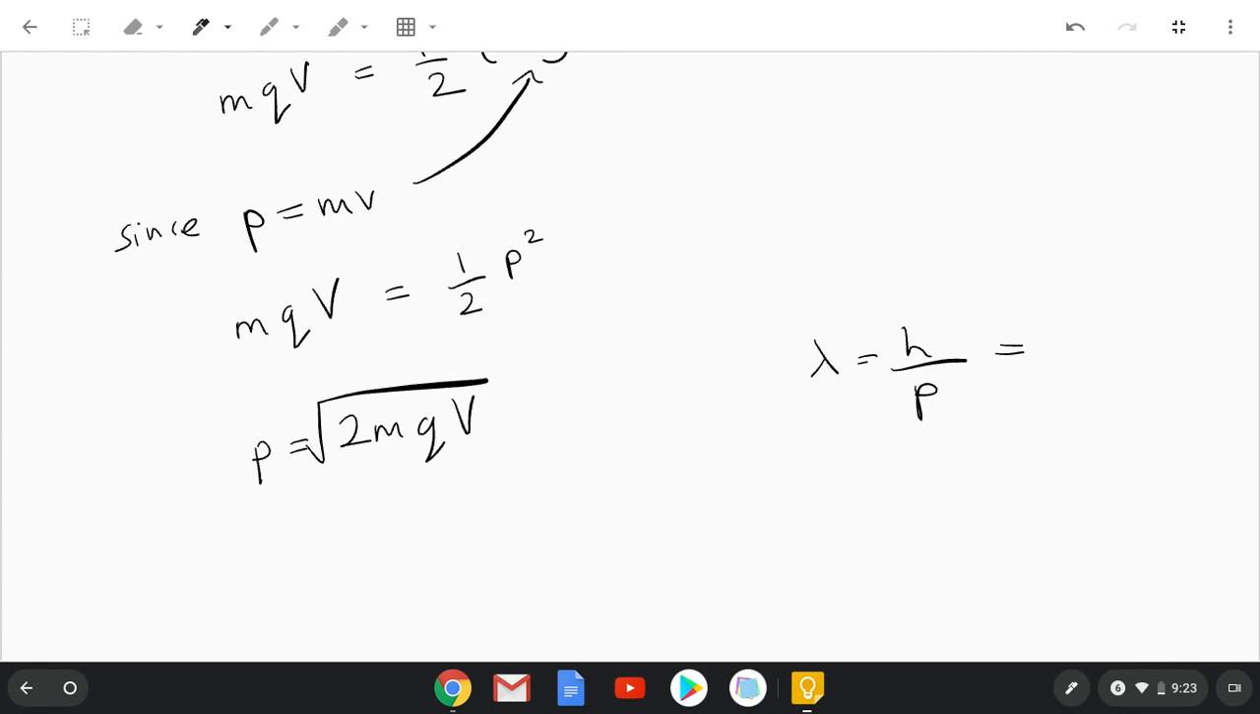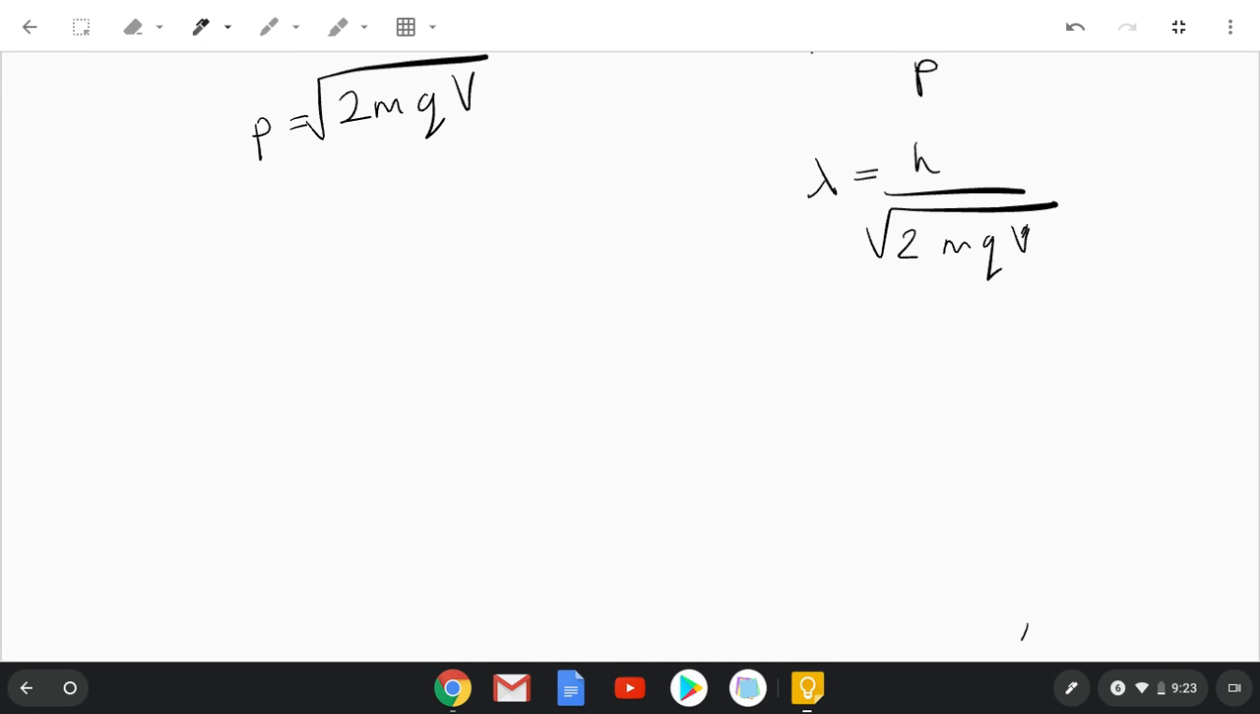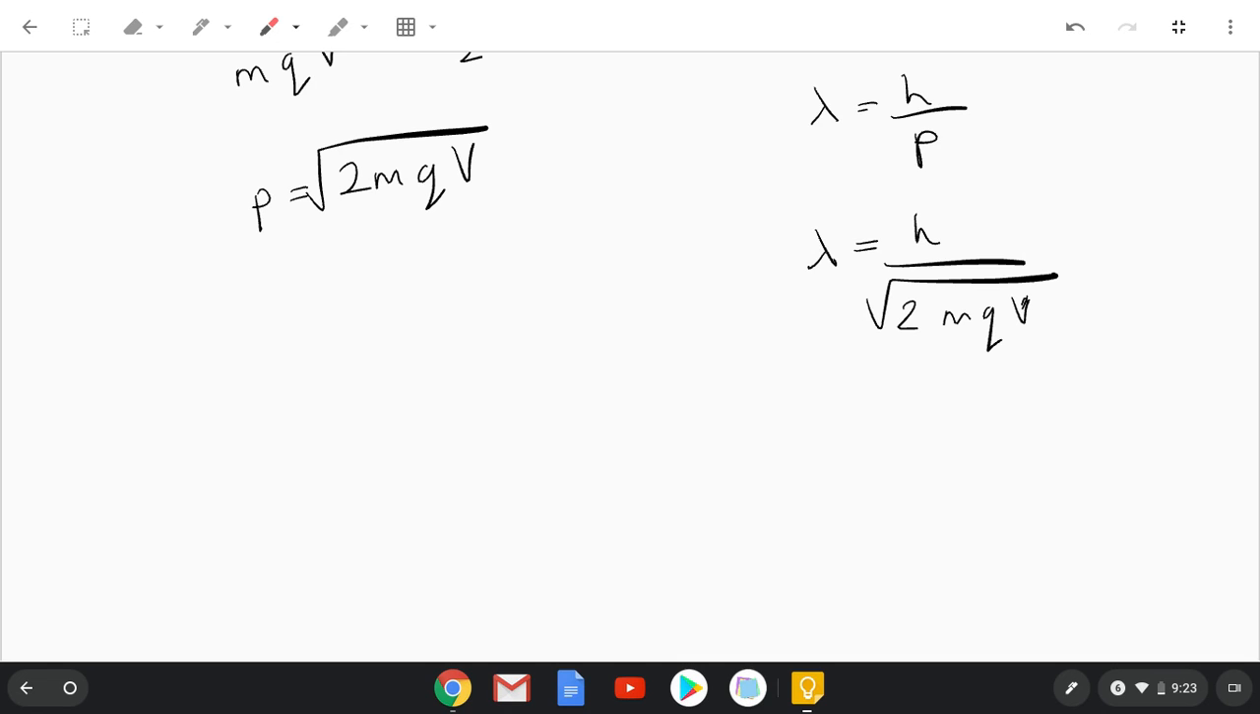If I substitute this expression that I've just worked out, so I get the square root of 2mqV, and that's the voltage V, as the factors at the bottom. So here we are, and we can see that the de Broglie wavelength is dependent on the mass of the particle that's been accelerated, the charge of the particle, and the voltage that the particle has been accelerated between. It has to be a charged particle for it to be accelerated.